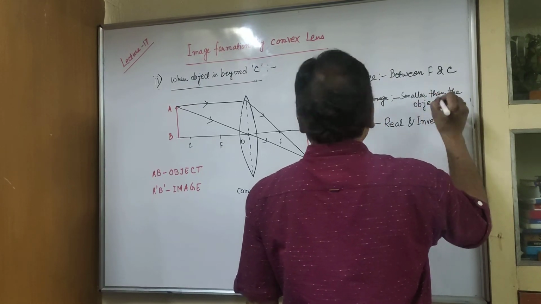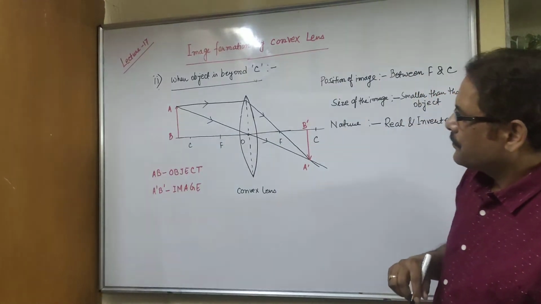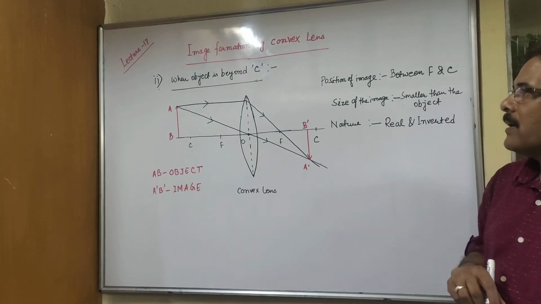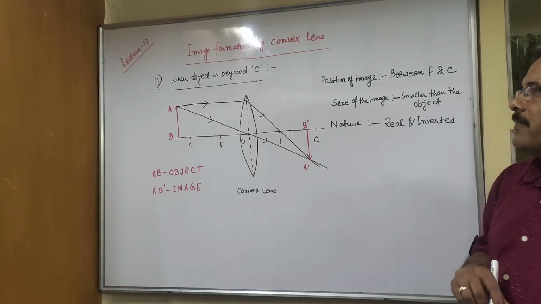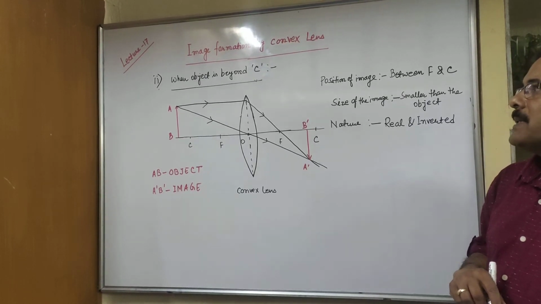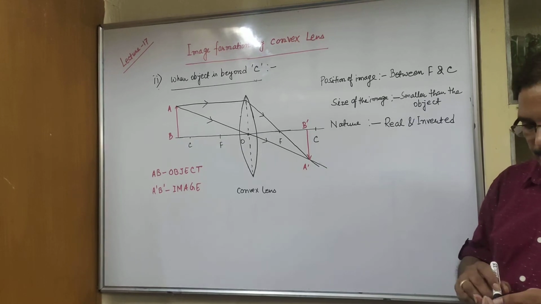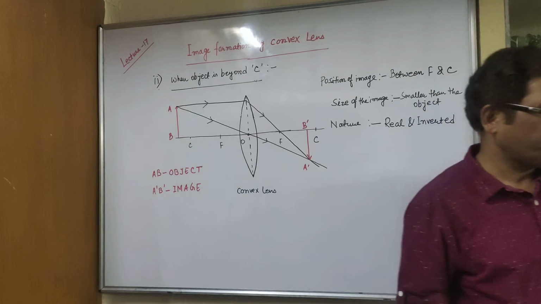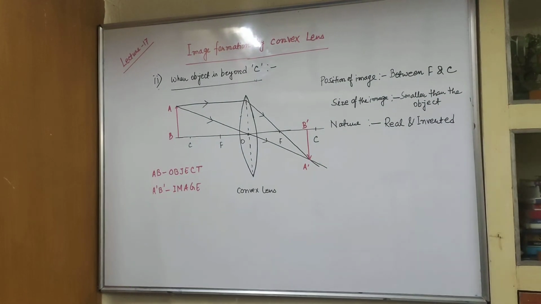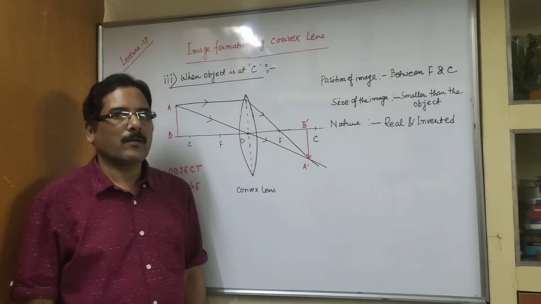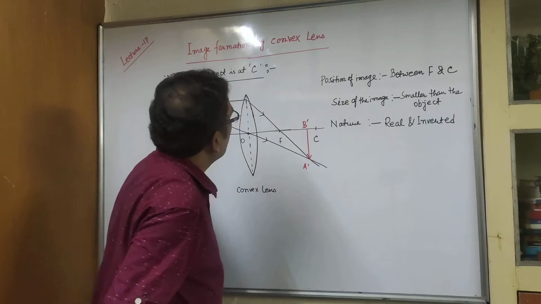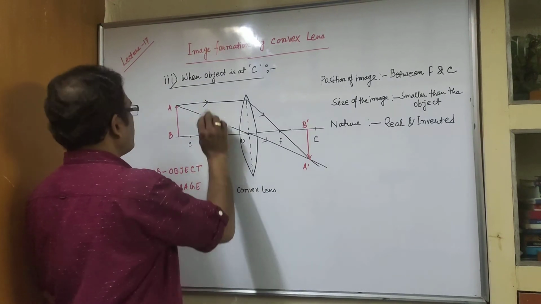Smaller than the object. So in this way we have drawn the second one. Now the third case is very important, when the object is at C. So now the object is at C. Third very important case.